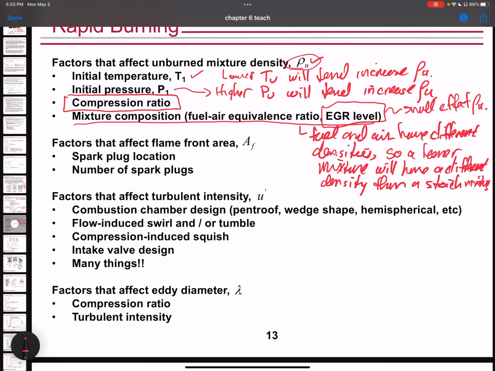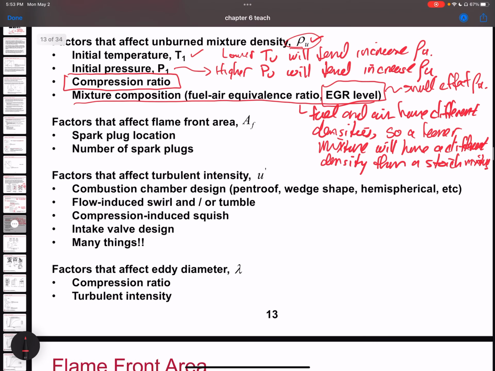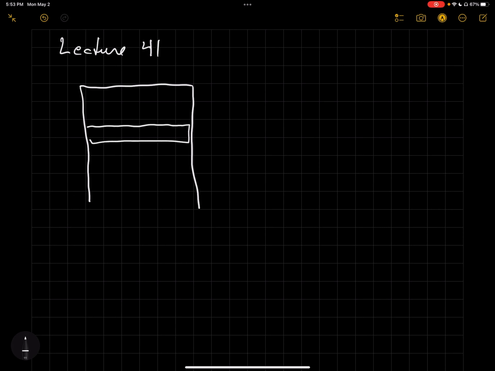Okay, so then what are the factors that affect the second term in our entrainment rate equation? And that would be the flame front area. So what are the things that affect the flame front area? Well, if you can imagine here for just a moment, I go to my other notes here, the flame front area is going to mostly be influenced by where the spark plug is, right? So if I have my spark plug over here as a side-mounted spark plug, then you can see that it takes quite a while for that flame to basically develop into a large area, right?